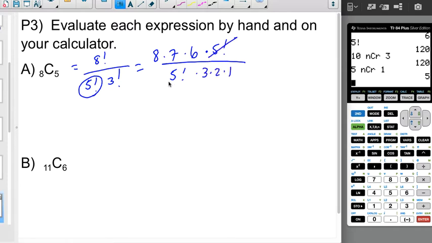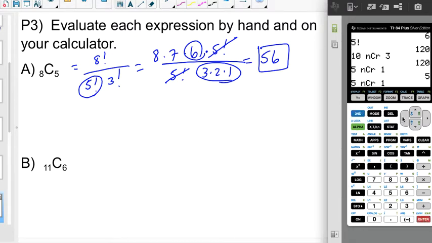So the 5 factorial is going to cancel with the 5 factorial. Conveniently, 3, 2, and 1 is a 6, so I think I just get that this is a 56. And I can check that by doing, if you want, you can actually just hit second enter, because that's probably faster now. And I can do 8 nCr 5, and there's my 56.